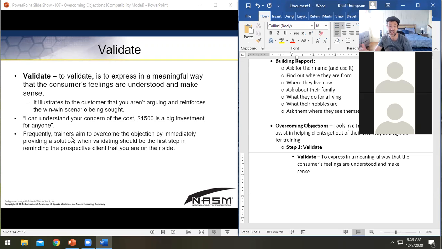Instead, you want to go, yeah, I get it. It's a big commitment. Then you pivot into the other parts of the conversation. Instead of validating and showing them that you're on their side.